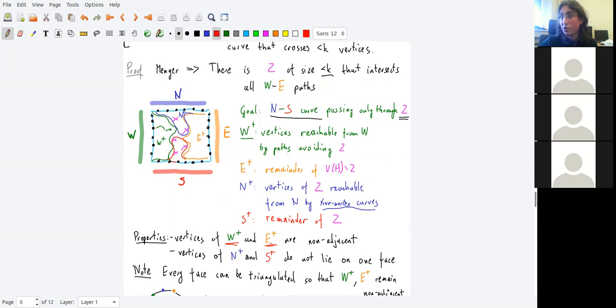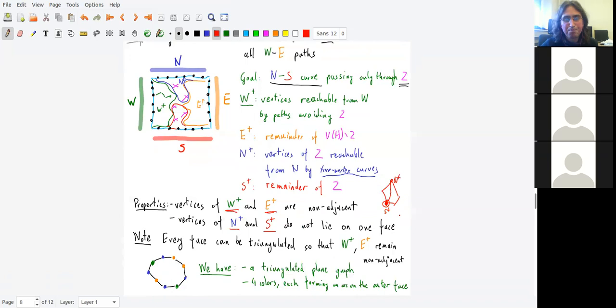And also the vertices of north plus and of south plus cannot lie on one face, right? Because for the same reason, if I had the north plus vertex here and the south plus vertex here, then actually this north plus could reach by a phase vertex curve also this south plus, because I could just extend this curve here. This would mean that this vertex from south plus should be also in north plus. Good. So we have now this coloring.